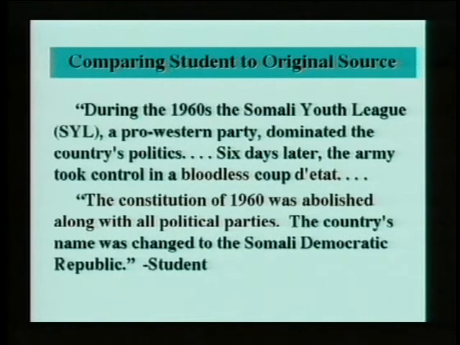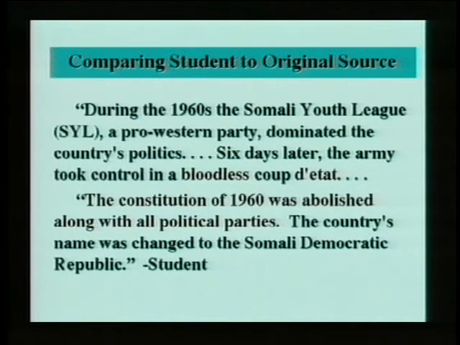The student's failure to summarize, paraphrase, or quote his sources, along with his failure to document them, is evident throughout the essay. Here is one more example. "During the 1960s, the Somali Youth League, a pro-Western party, dominated the country's politics. 6 days later, the army took control in a bloodless coup d'etat. The Constitution of 1960 was abolished along with all political parties. The country's name was changed to Somali Democratic Republic."